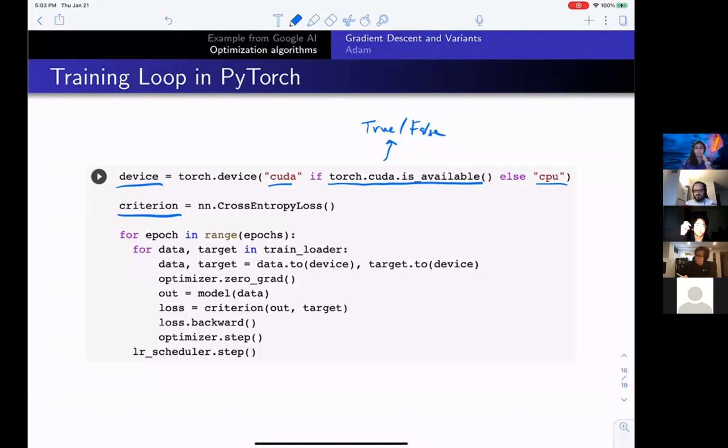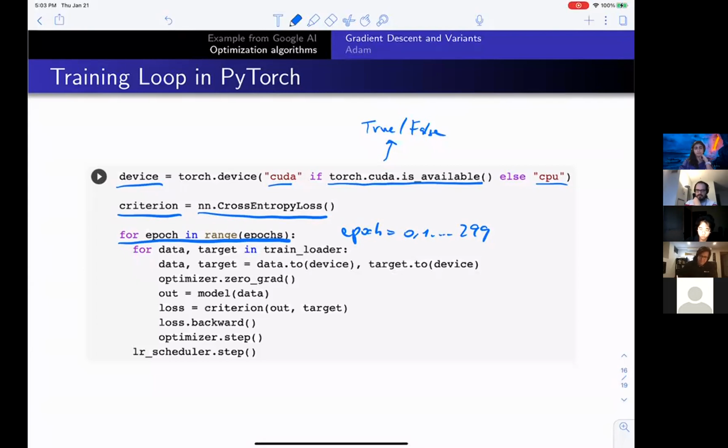The next line specifies the loss that we're going to be using. And the loss is going to be the cross entropy loss. Very simple, right? And then you have a loop over the epochs, for epoch in range(epochs). So epoch here is going to be equal to 0, 1, all the way to the number of epochs, which is 299. So everything is shifted by 1 just to confuse you.